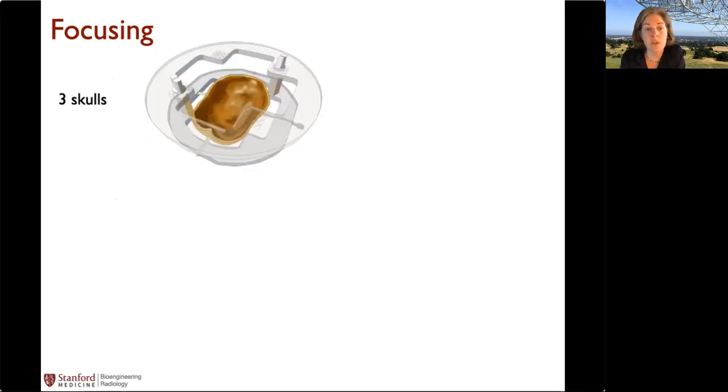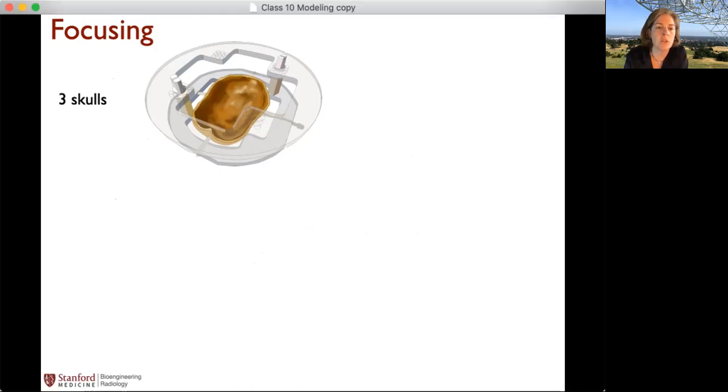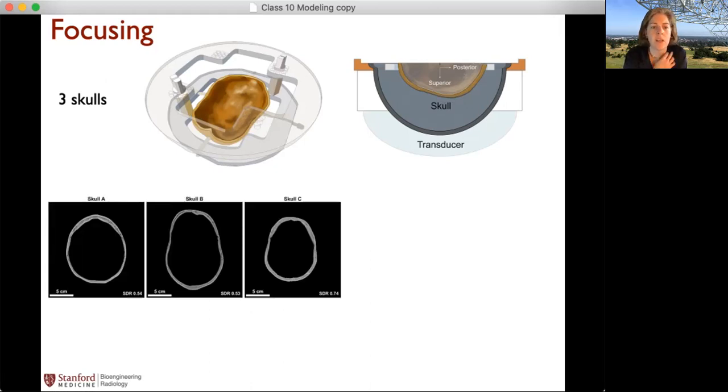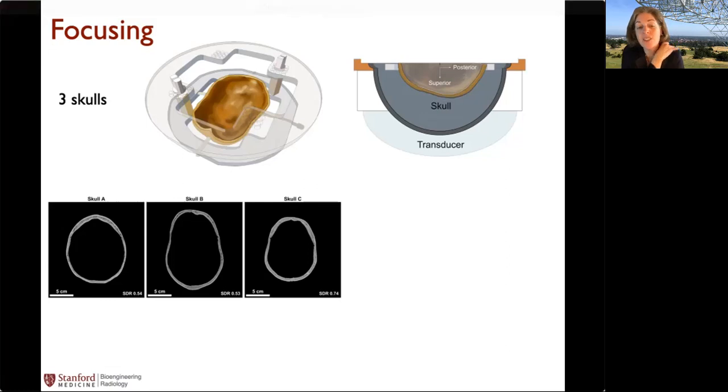He took 3 ex vivo skulls, put them in a head holder, and then immersed that in the Insightec transducer. You can see the skull is now immersed in the water bath. For the 3 skulls, they did have CT images, and he also got MR. Another year, I'll be able to tell you the results with the MR, but right now, I'm just going to tell you about the results with the CT. These are 3 skulls that are very different. They have different thicknesses, definitely different shapes, and different densities.